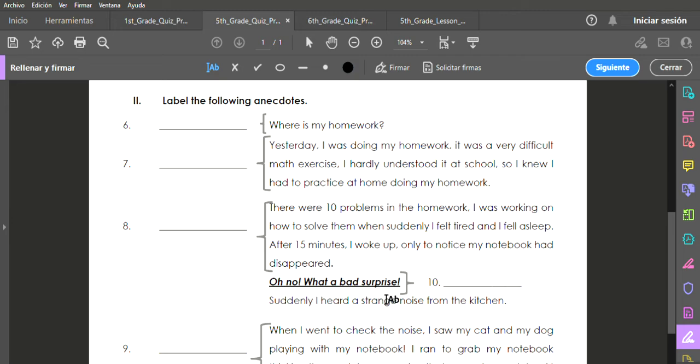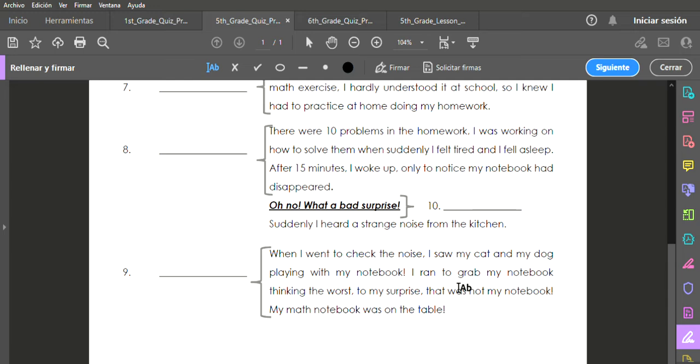Suddenly, I heard a strange noise from the kitchen. When I went to check the noise, I saw my cat and my dog playing with my notebook. I ran to grab my notebook, thinking the words. To my surprise, that was not my notebook. My math notebook was on the table.